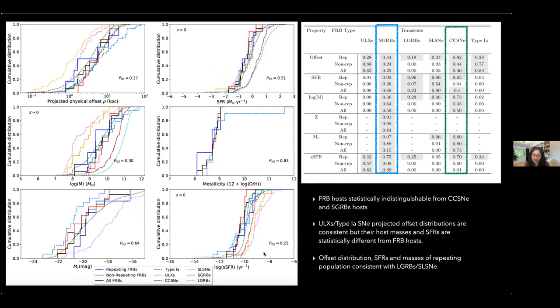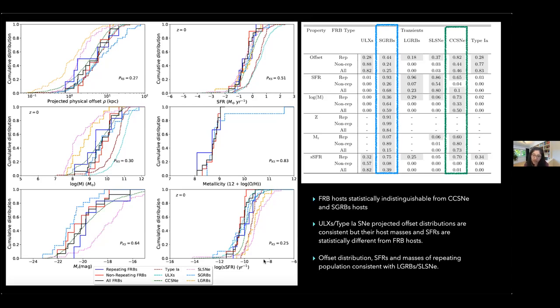Okay, so then we went on comparing the global properties of FRB hosts with that of other transients, which include ULX, ultra-luminous X-ray sources, long GRBs, short GRBs, core collapse supernovae, superluminous supernovae, and type 1A, which is kind of a proxy for accretion-induced collapse of white dwarfs. So following the method described in Boshin et al., we also correct for the redshift evolution by scaling the stellar masses and the star formation rates of each of these host galaxies to be statistically representative of Z equals zero galaxies. And by doing that, and then comparing the sample, we found FRB hosts to be statistically indistinguishable from that of core collapse supernova and short GRB hosts.